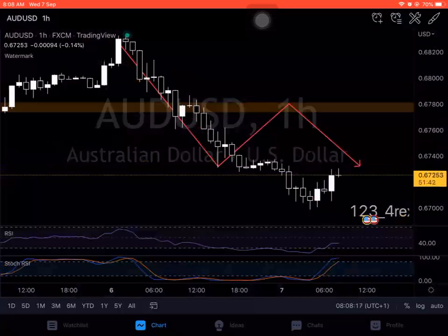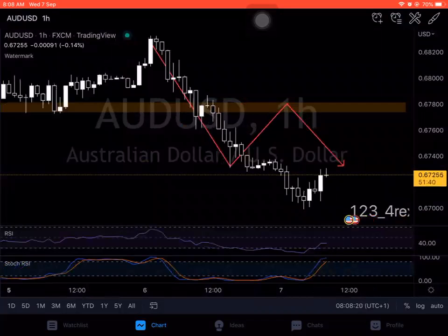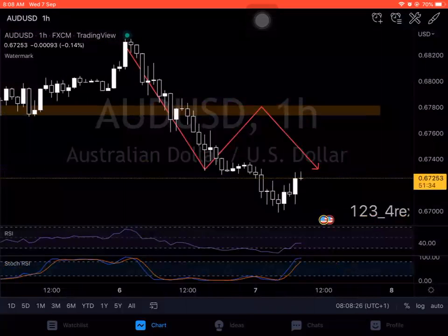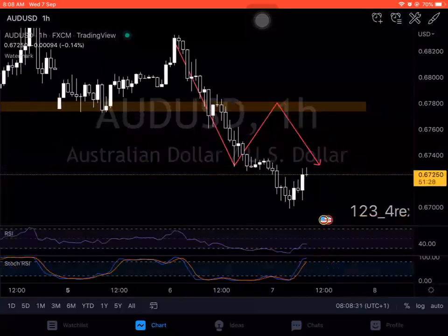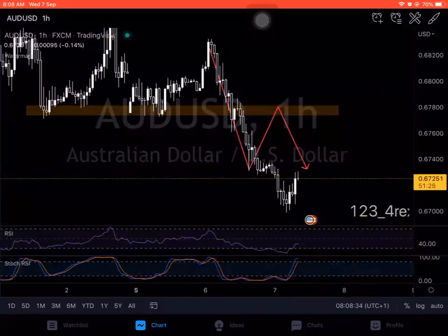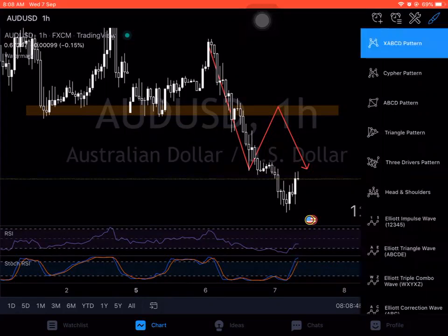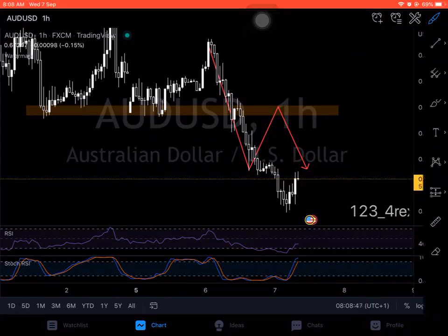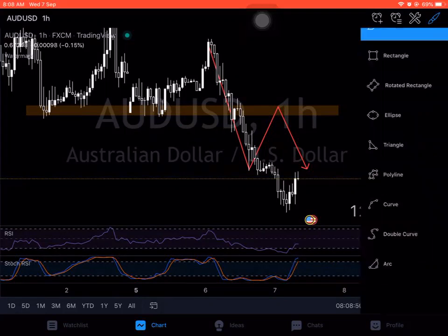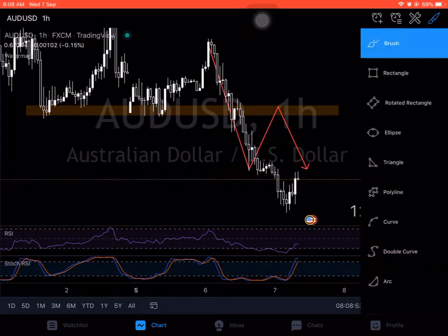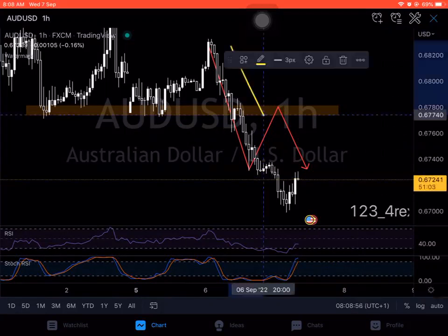Okay. Basically, this was the analysis I had on ADSD yesterday. It has been long since I used this stuff. As you can see in this analysis here, we had a break of this structure yesterday. You understand? And then we flushed the downside. There are no parts, so let's use brush instead. So we had a break of structure to the downside yesterday.